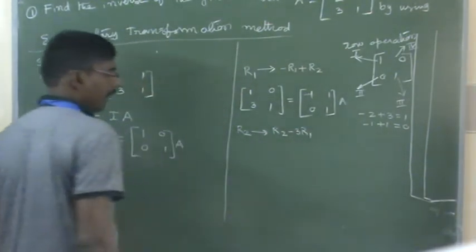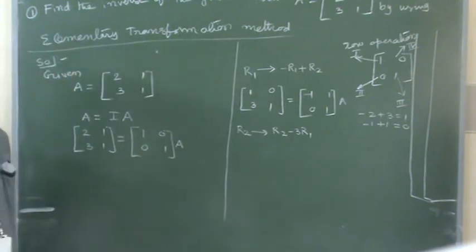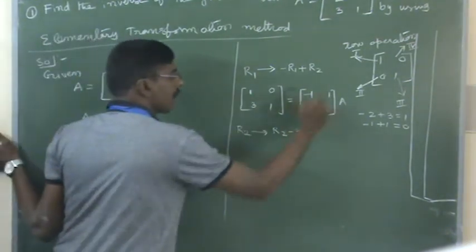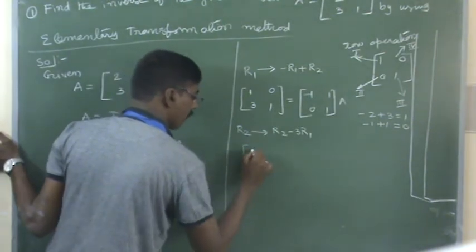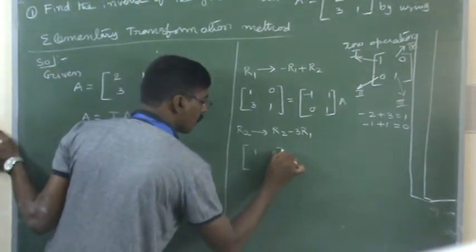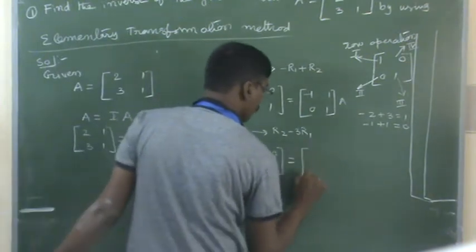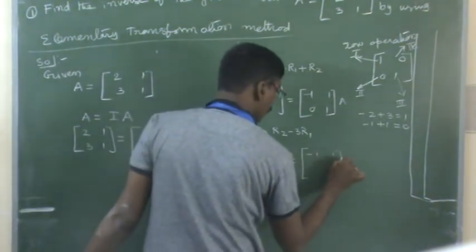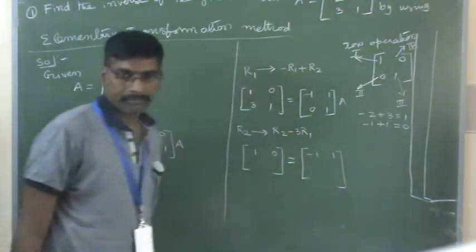Take it very clearly. R2 tends to R2 minus 3 times R1. You need to do it. What's the answer that will come for them? Any changes of R1? No changes of R1. 1, 0, no changes of R1. Here also minus 1, 1, no changes of R1.